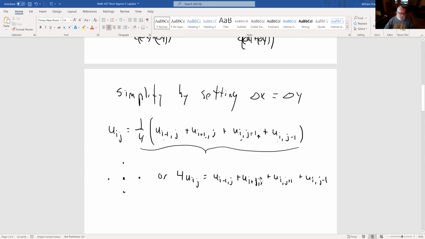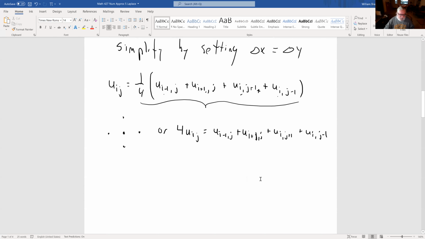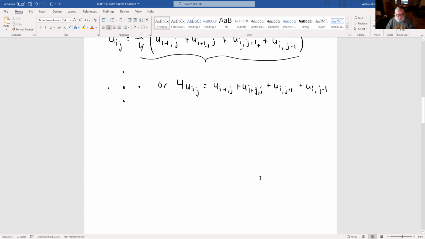So then the question becomes, how do you actually figure out what that is? And so I'm going to set up a particular case. I'm going to have an L-shaped block like this, right? And this is my boundary, and I want to know what's the temperature inside. So I'm going to block this out into a 5x5 grid.